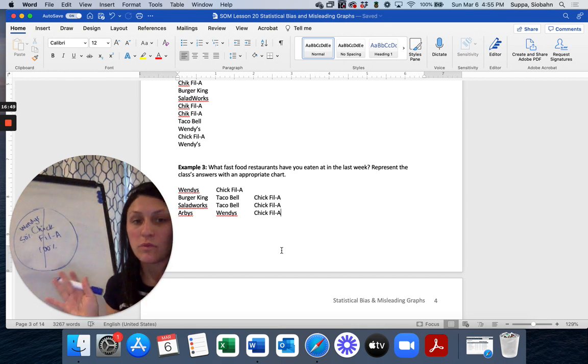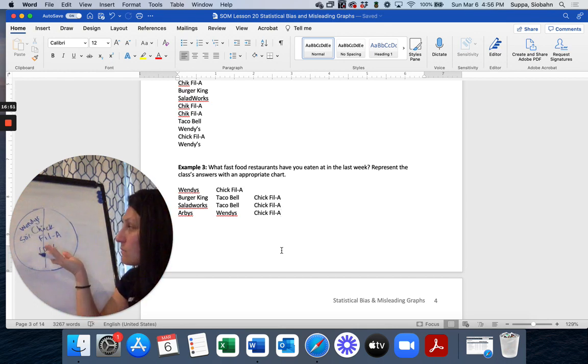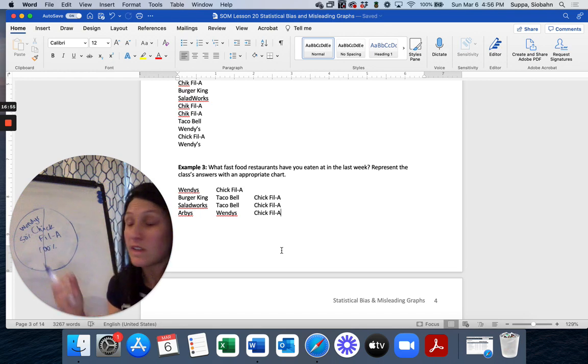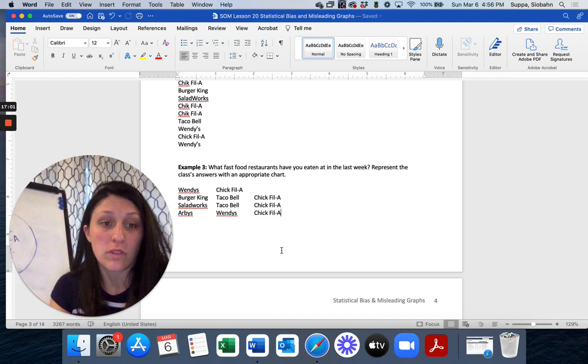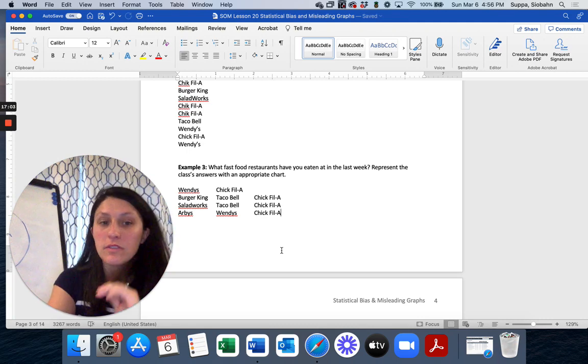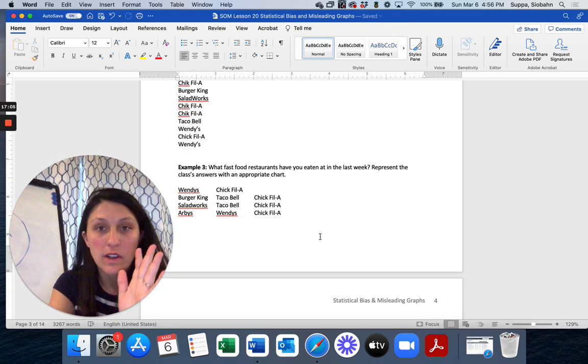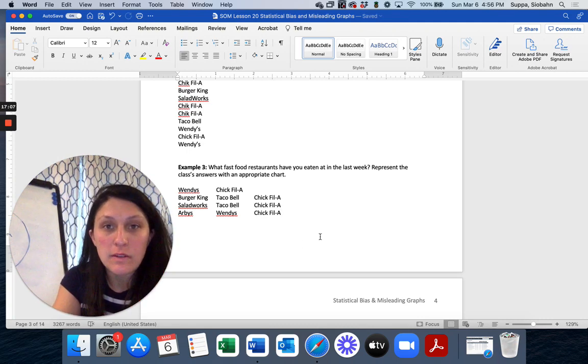because people could give more than one answer. So your data adds up to more than 100%, and I haven't even put all of that on here. That's just Chick-fil-A and Wendy's. And the reason why it adds up to more than 100% is because people could give more than one answer. So that's what you're looking at when you are trying to figure out if a pie chart makes sense.